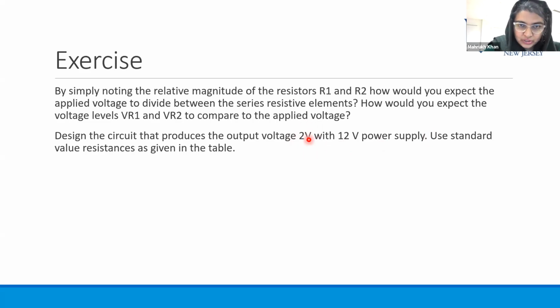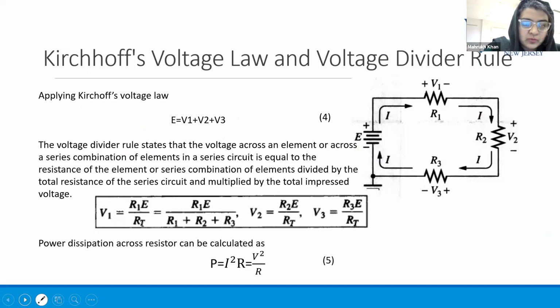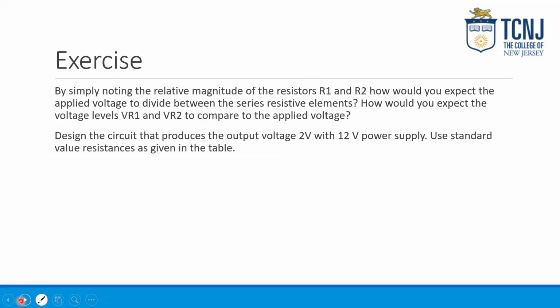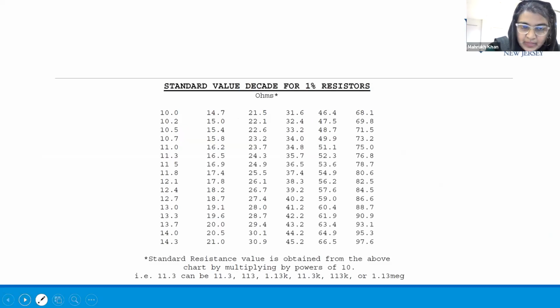Now you can design the circuit as well, because what you need to do, you need to take this formula. You need to choose these resistor values. You know V out and V in. If you just pick one resistor value, you can find out the other resistor value. But the point here is that you need to use standard values. So standard values are these. These values are those which are available in the market, okay?